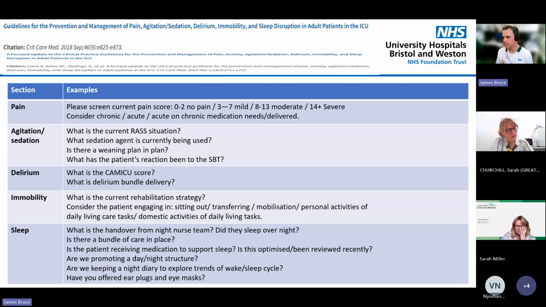Agitation, what is the current RASS? What sedation agent is currently being used? Is there a weaning plan for that sedation agent? Is the patient linked in to have a plan for spontaneous breathing trials for that day as well? That's something you can influence on your morning ward round if you have an MDT ward round. Is there going to be a sedation break today? Are they going to do a spontaneous breathing trial? That's really important early days.